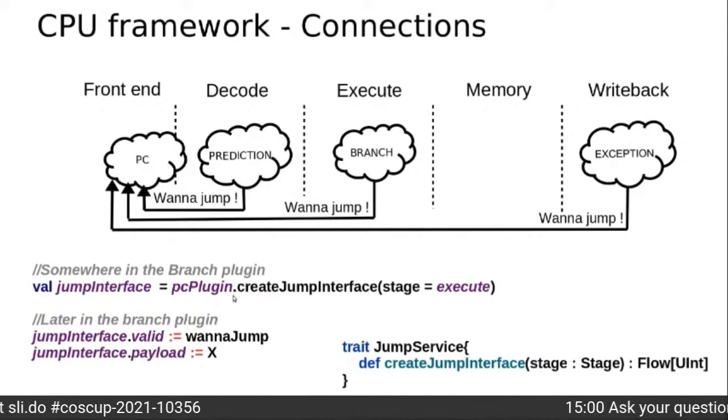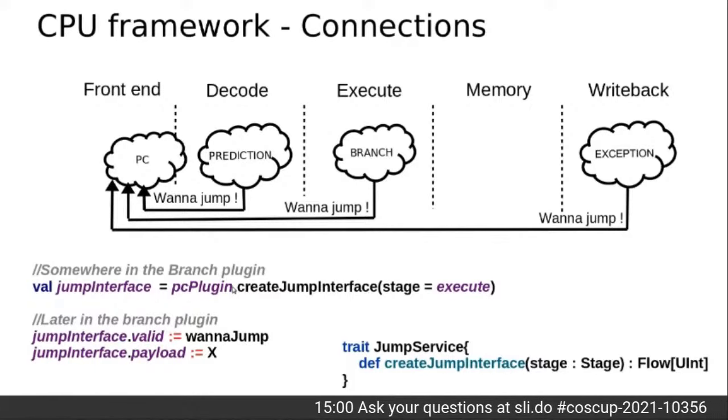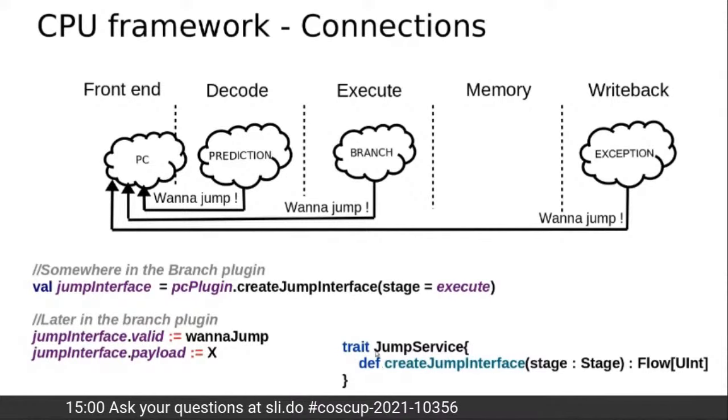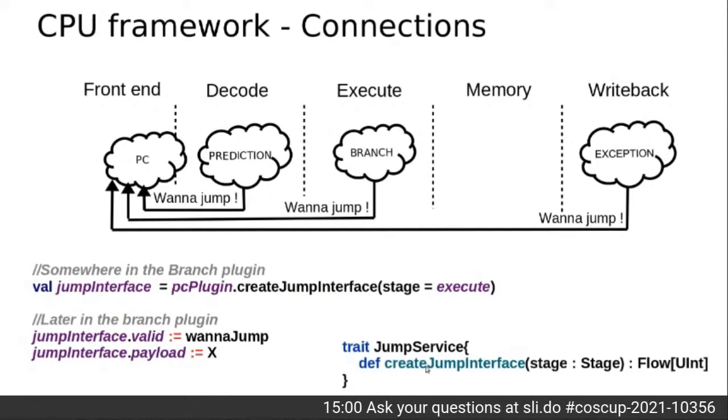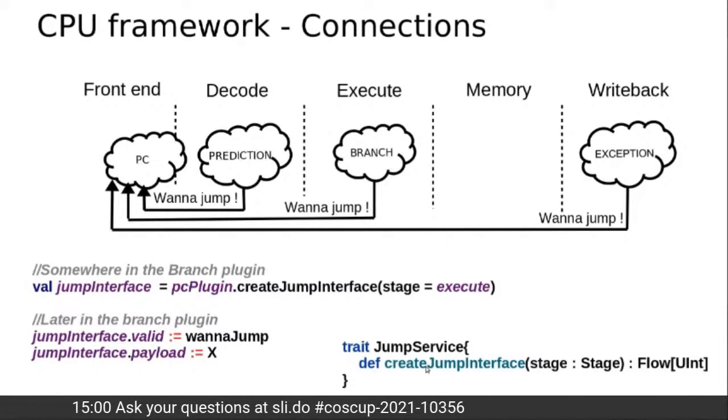And basically the PC plugin implements an abstract software interface, which is a trait in Scala, the jump service, which asks the PC plugin to implement that create jump interface function. So it's really mixing software and hardware. The software is used to model the structure of the hardware we want, and then we flush it into hardware.